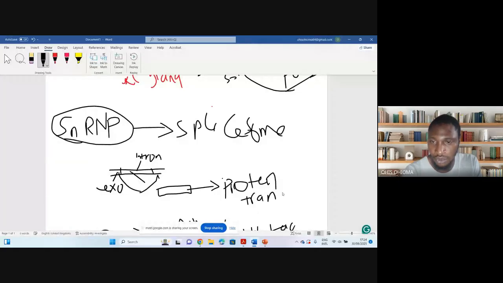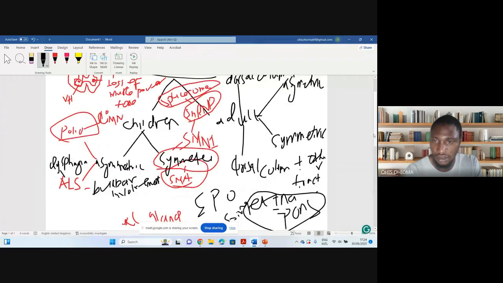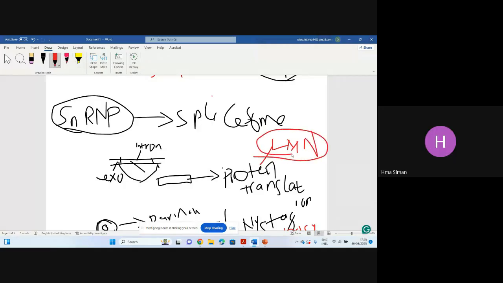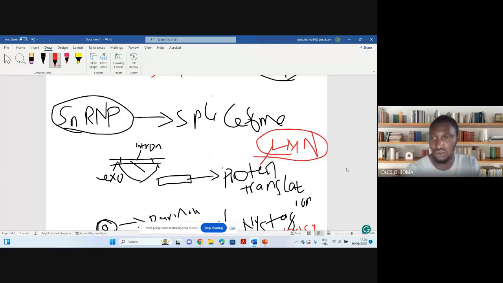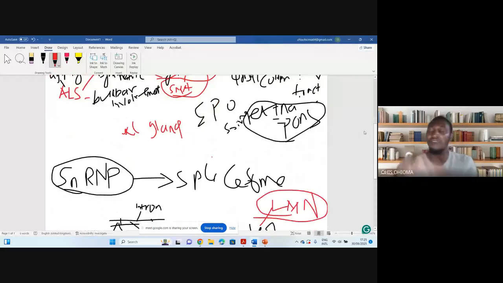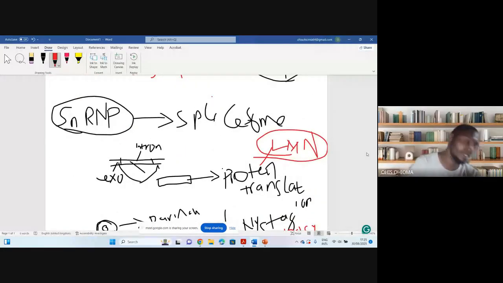The proteins produced by this process are needed by the lower motor neurons of the spinal cord. So when they are not formed, it leads to the disease condition, spinal muscular atrophy. These patients have bilateral involvement. They will have flaccid paralysis, they will have loss of deep tendon reflexes, and it will be bilateral. It won't be asymmetric, right?